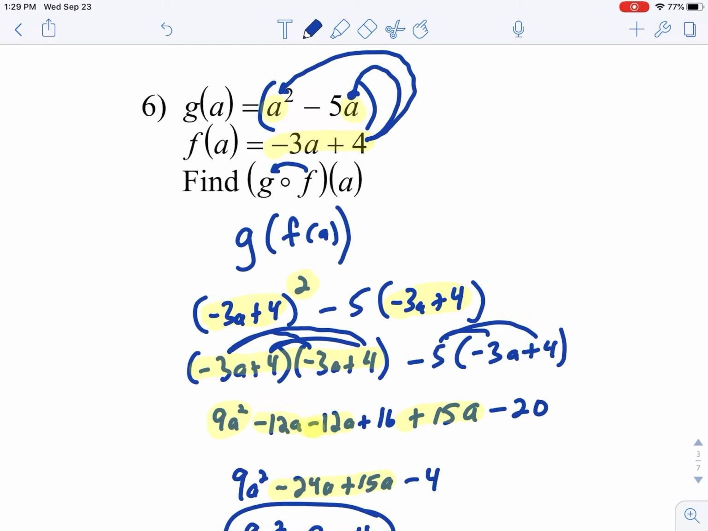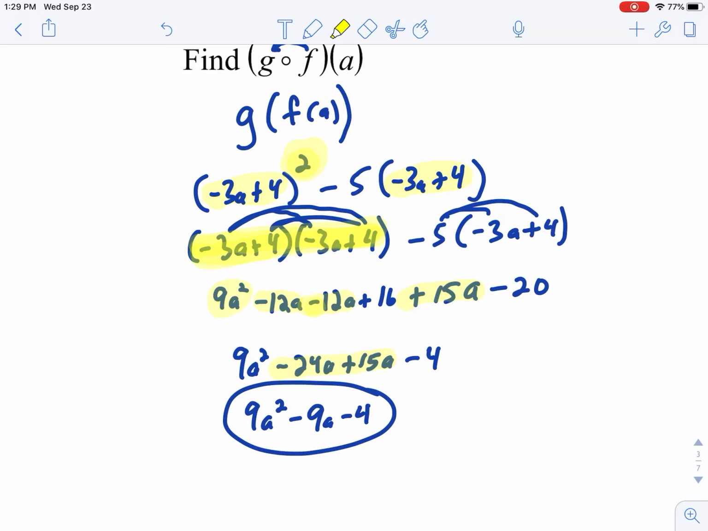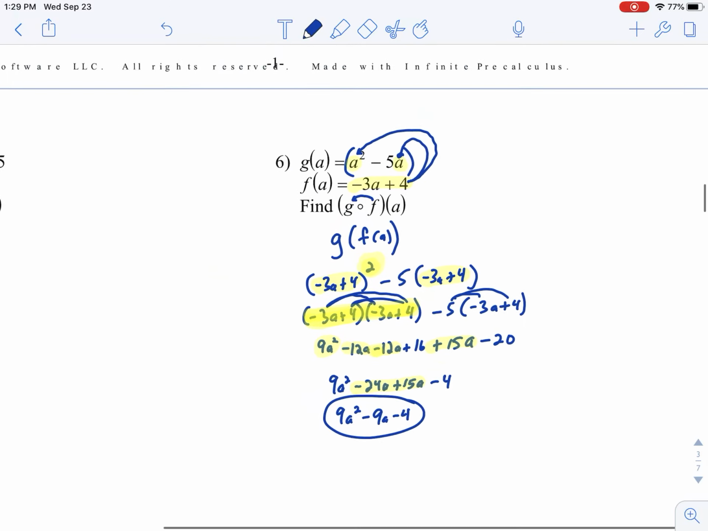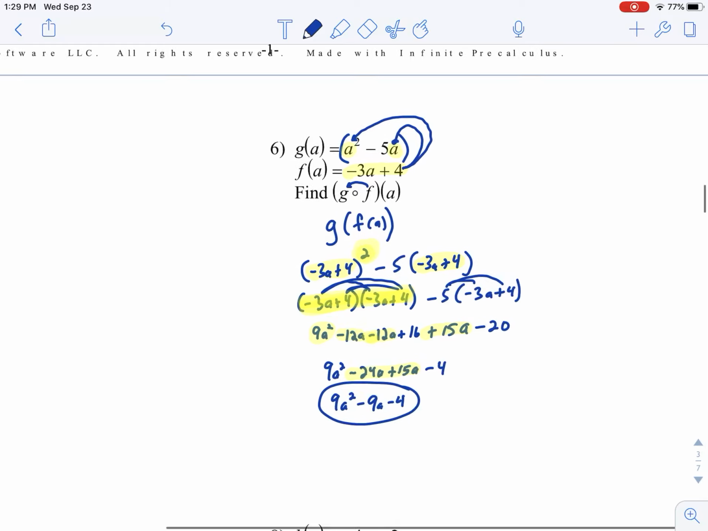The second complication, you might call it, was having a square where you had to multiply this by itself and FOIL it together. So that was another issue. And of course, at the end, combining like terms was maybe a little more complicated than it has been in some of the other problems. Okay, go back and rewatch this one if you had any trouble.